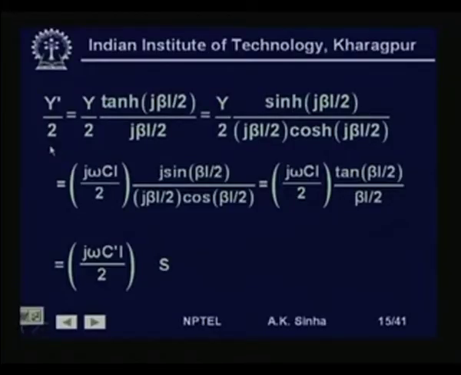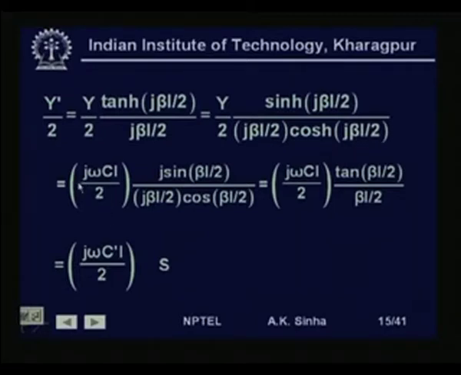Similarly, Y dash by 2 we can write as equal to Y by 2 sinh gamma L by 2 was there. So, this is j beta L by 2 divided by gamma L by 2 was there earlier. Now, gamma is equal to j beta only. So, it is j beta L by 2. This is equal to Y by 2 sinh j beta L by 2 divided by j beta L by 2 into cosh j beta L by 2, that is, sinh j beta L by 2 divided by cosh j beta L by 2.